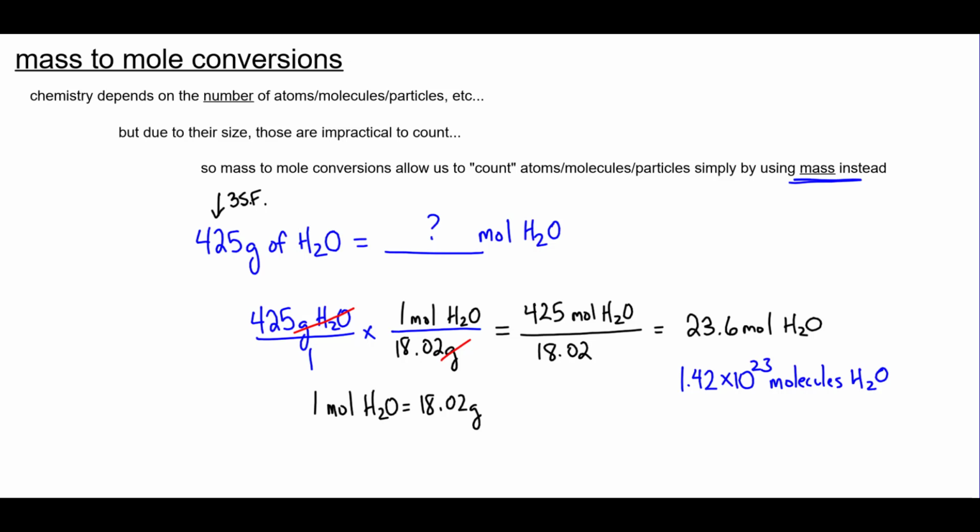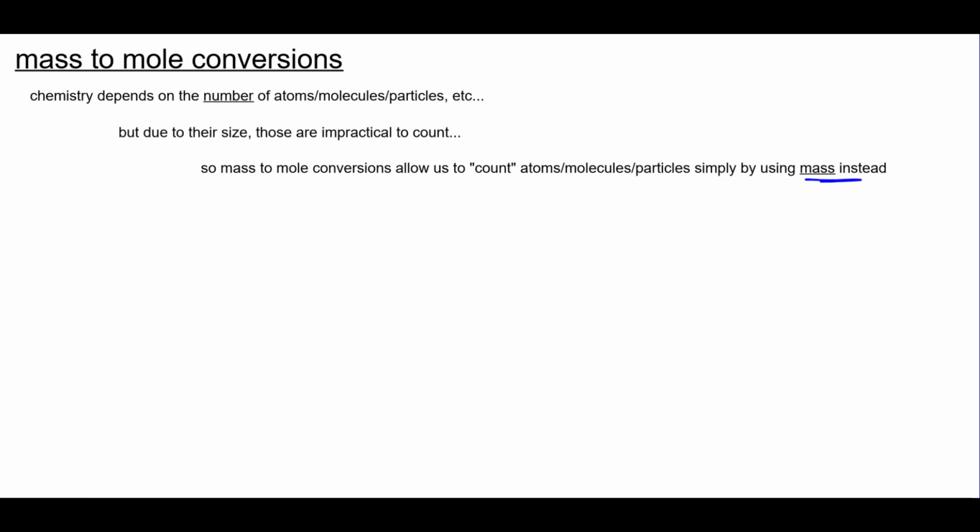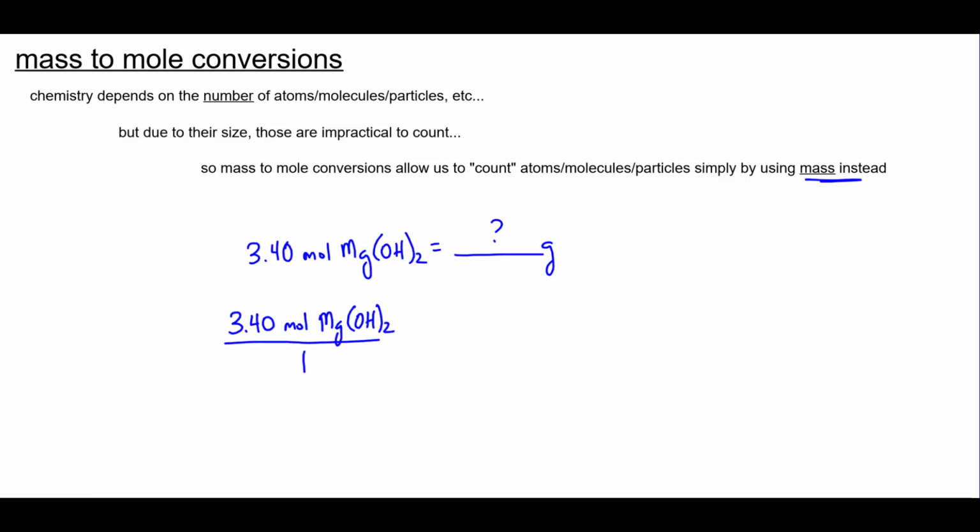I need to bring in one more example. All right, we can do these conversions the other way around. Like, let's say I have 3.40 moles of magnesium hydroxide. That was from the previous example. And I want to know how many grams that would be. Well, we do it like any unit conversion. You put 3.40 moles of our substance, MgOH2, and you put that over 1 just like we always have.